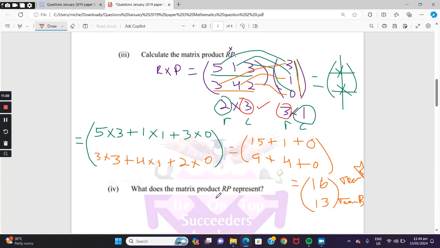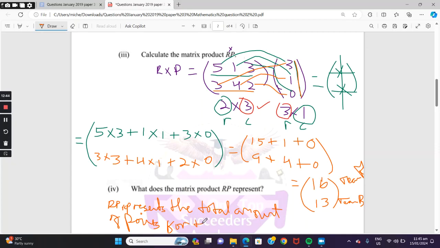So what does the matrix product represent? Well, you can say RP represents the total amount of points for each team.